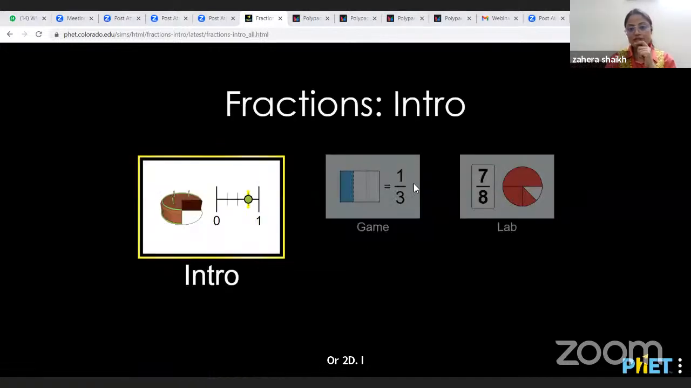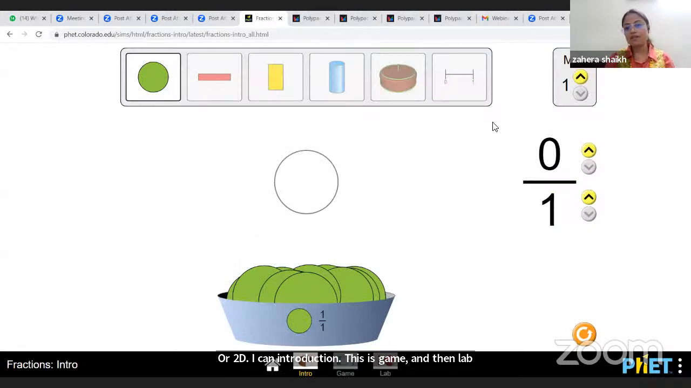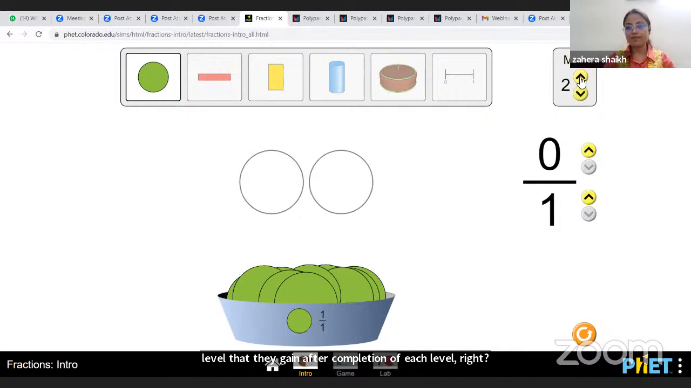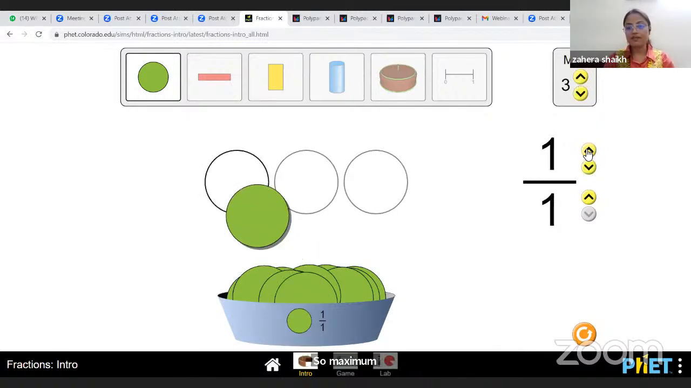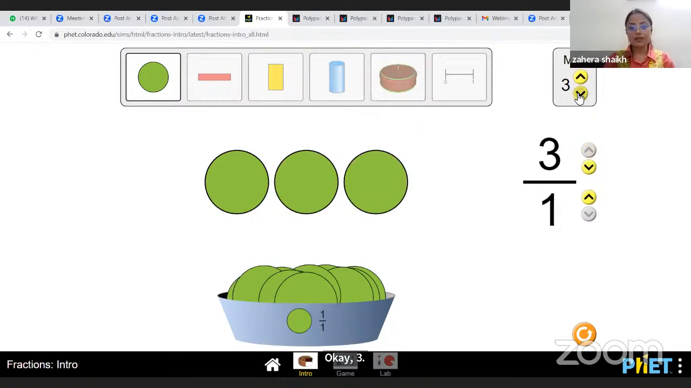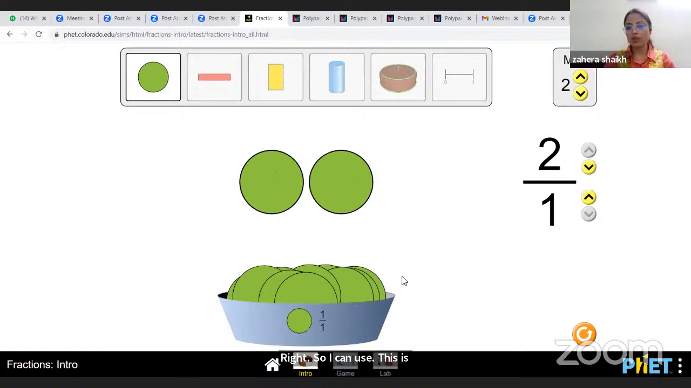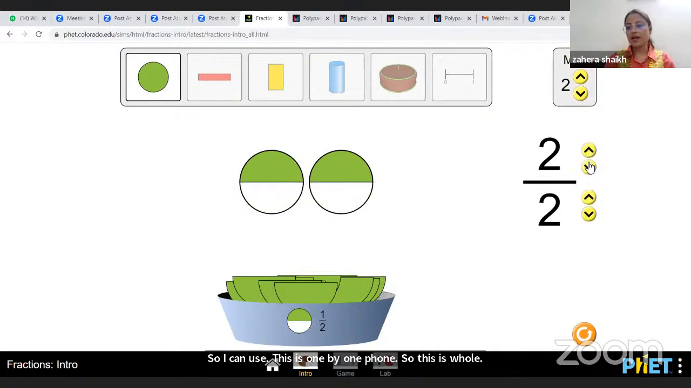There is an introduction, a game, and lab activities also, and these are not meant to be done by the teacher. These are games that students will play as per the level that they gain after completion of each level, right? So maximum, okay, 3, right? So I can use this, this is 1 by 1 whole. If I increase like this, see how I'm getting the visual for each and every thing, right? So this is my introduction.